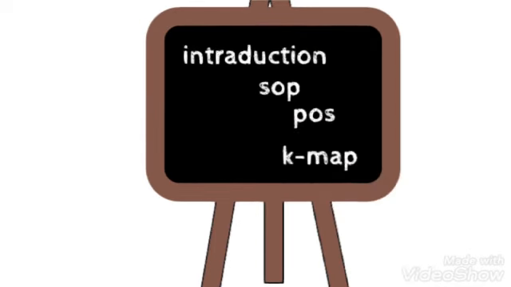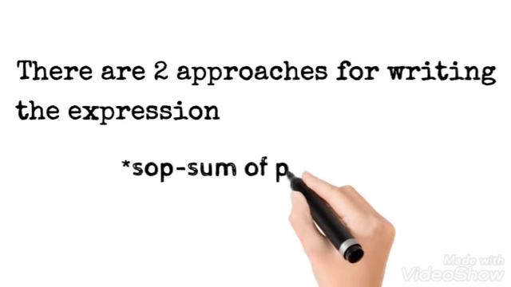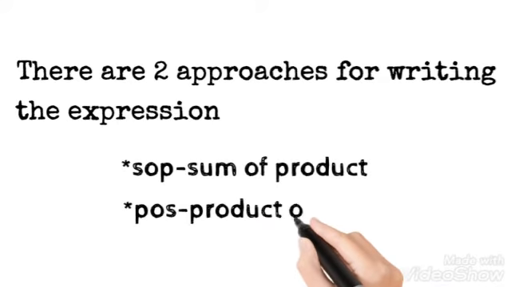Boolean expressions are the method we use to find information about a Boolean function: when we get the value 1 and when we get the value 0 as the output. There are two popular approaches for writing the expression: sum of product, called SOP, and product of sum, called POS. Let us show how SOP works.